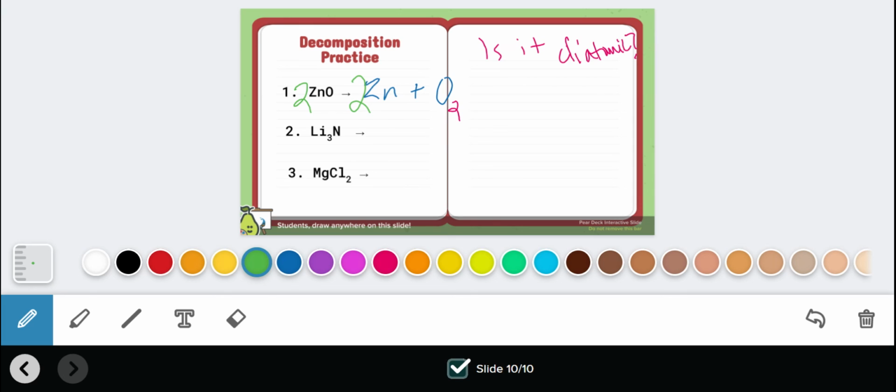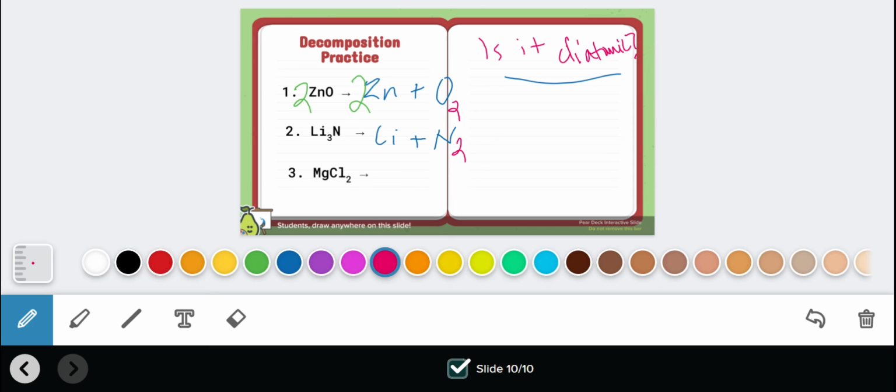Number 2, lithium nitride. It's going to break down into lithium and nitrogen. We must again ask ourselves the question, is it diatomic? Is lithium part of our 7 diatomic elements? No, it is not. So it would not have a subscript. Nitrogen, is it one of our diatomic elements? Yes, it is. So we have to give it a subscript 2 too.